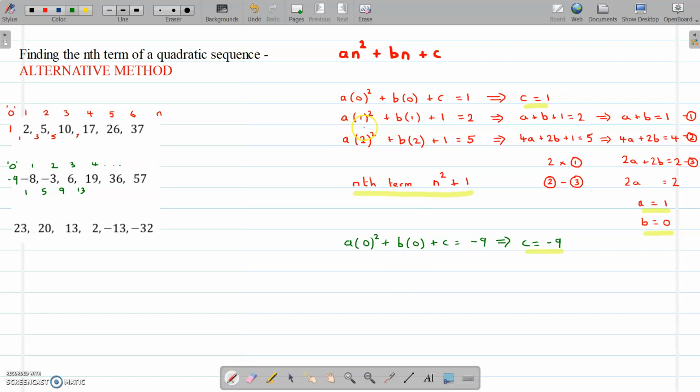Now we know that 1 squared is 1. So I'm going to speed this up a bit. I'm just going to write a times 1 squared is a, plus b times 1 is b, plus c, which I now know to be minus 9. So in fact, I can go straight to writing minus 9 there, and that equals the first term, which is negative 8. If I add 9 to both sides, it gives me that a plus b equals 1, because if I add 9 to -8 I get 1. Similar result to last time as it happened, but that is just coincidence. And that's equation 1.